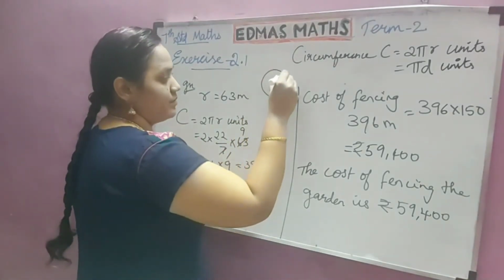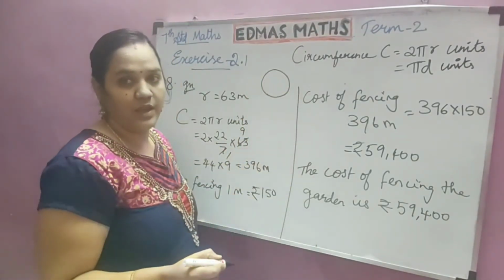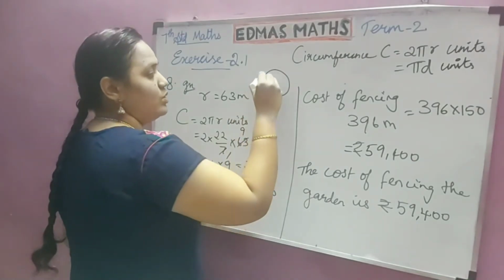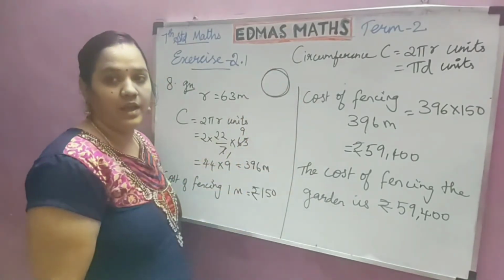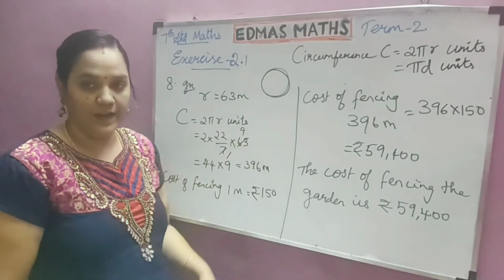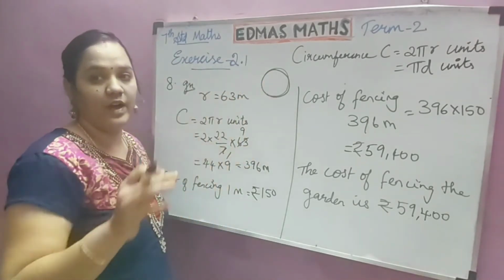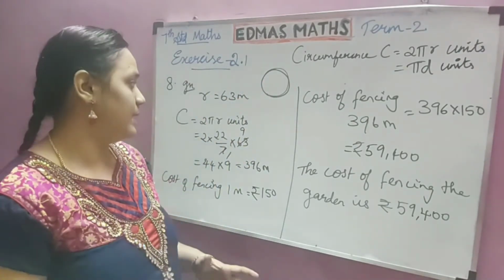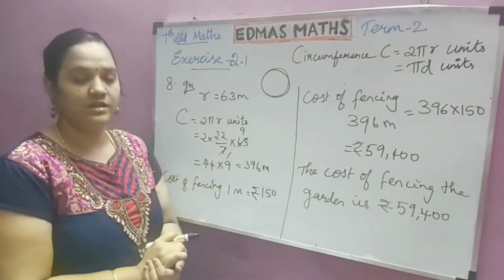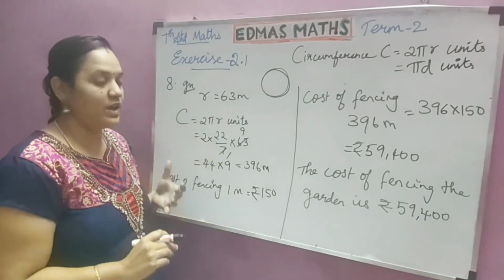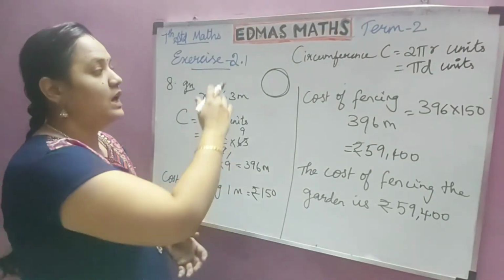See, they are going to put a fence around the circular garden. So fencing means the outer boundary. Only the outer boundary we are going to fence. So for fencing we should find the circumference of the circle. Here they have given the radius, so using this radius we can find the circumference of this garden.